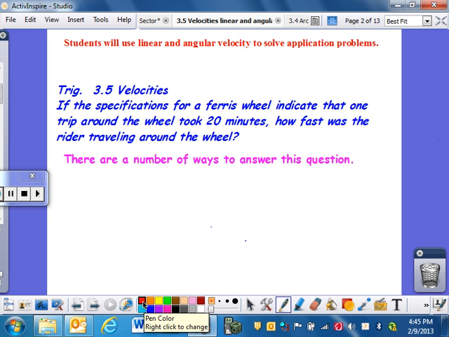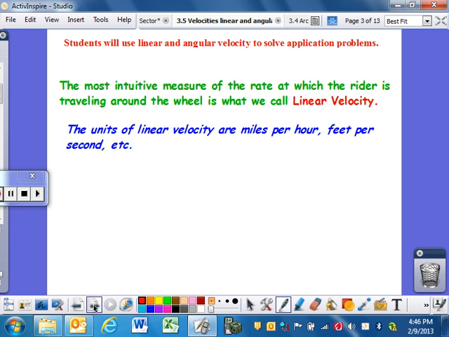If I give you this specific question, I'm going to start with just a question. A Ferris wheel trip around the wheel took 20 minutes. So if it actually takes you 20 minutes to get all the way around, which, oh my goodness, that'd take forever, how fast were you actually traveling around the wheel? If you imagine yourself in that cart, how fast are you physically moving as you go around the circle? There are two different ways that you could answer this question.